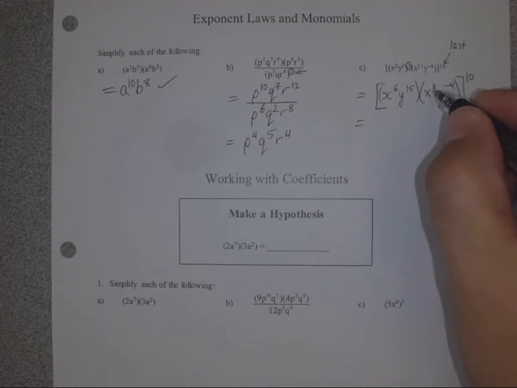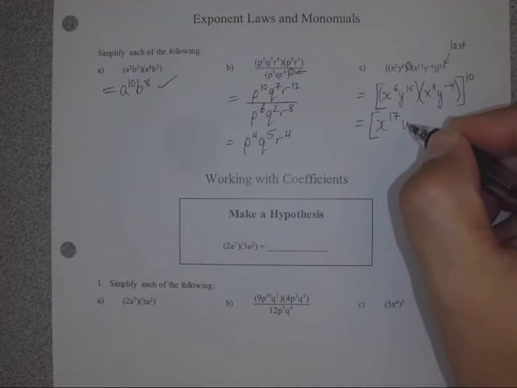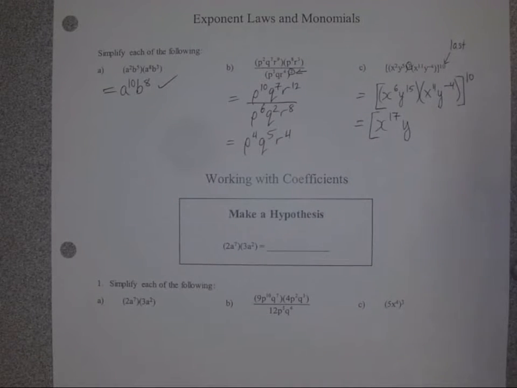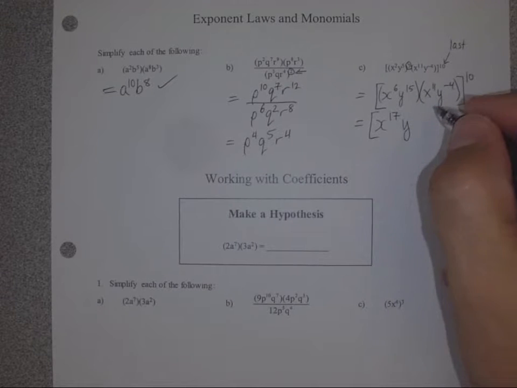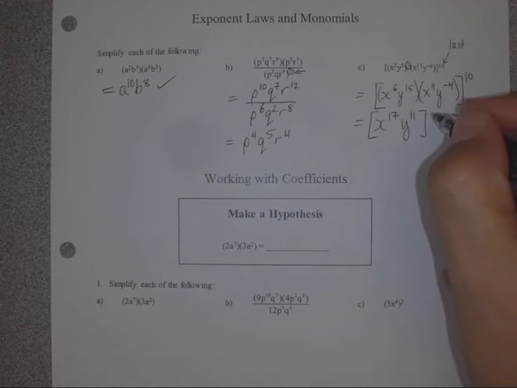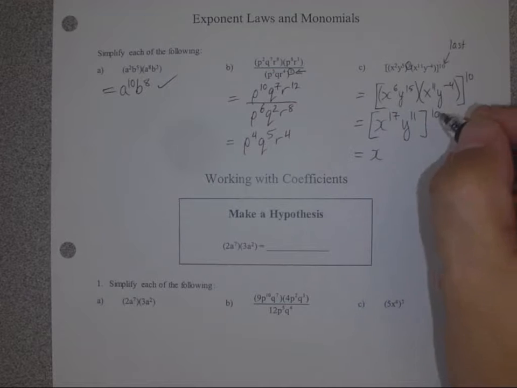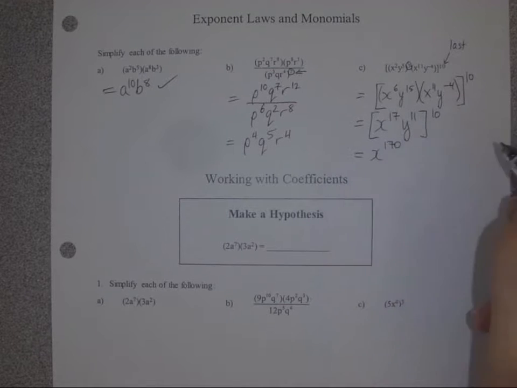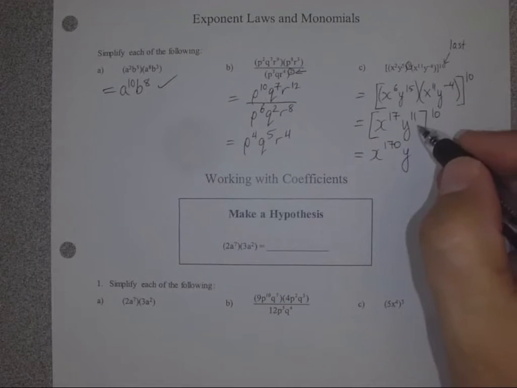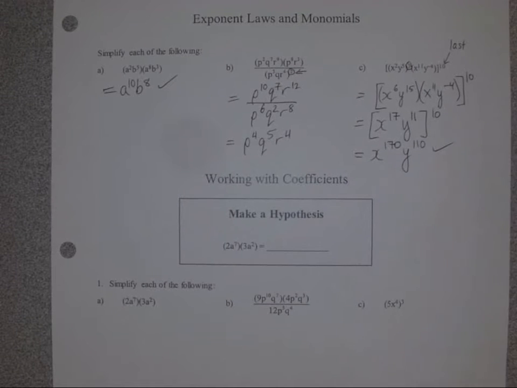X to the 6 times x to the 11 is x to the 17. Y to the 15, y to the negative 4. When you multiply those, you get y to the 11. 15 plus negative 4 is 11. Raised to the 10. And so all together, this becomes x to the 17 times 10, or 170, y to the 11 times 10, or 110. Done.